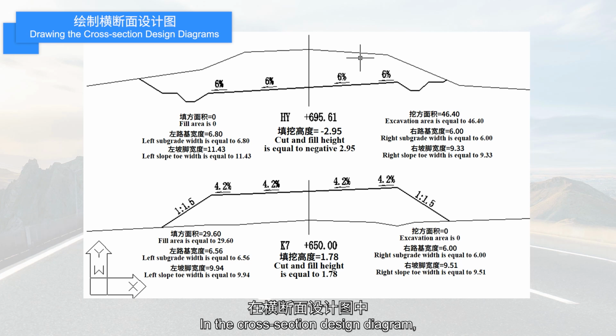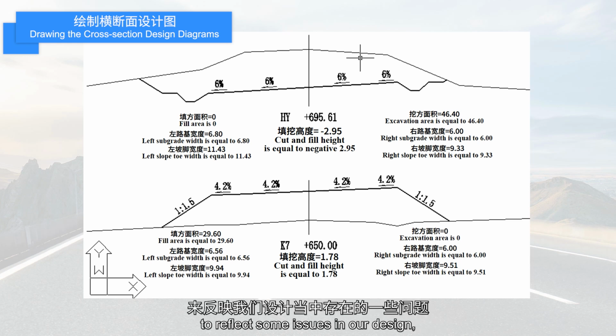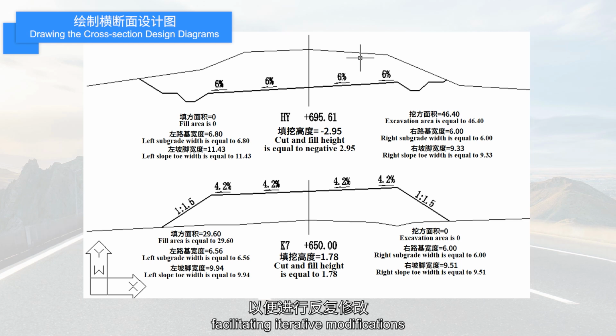In the cross-section design diagram, various sectional information can be observed, such as the stake number information, the cut and fill height, the cut and fill area, whether the subgrade is superelevated and widened, the width of land occupancy, the presence of drainage structures, the gradient of side slopes, the volume of cut and fill, etc. Therefore, we can also use cross-section design drawings to reflect some issues in our design, facilitating iterative modifications and embodying a craftsmanship spirit until the design reaches satisfaction.